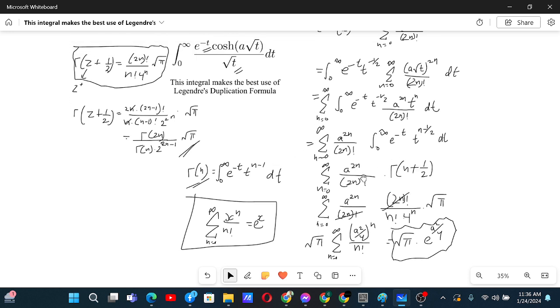In this problem we can see that the duplication formula was really helpful. There are other cases as well where it can be helpful. For example, for gamma of 1 by 4 as well, it might be helpful in some way to find the value. There are other such cases where this formula can be helpful.